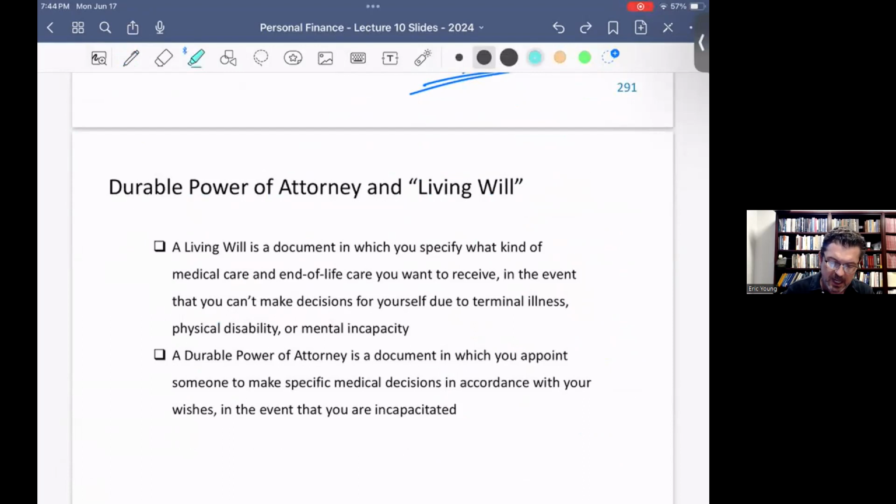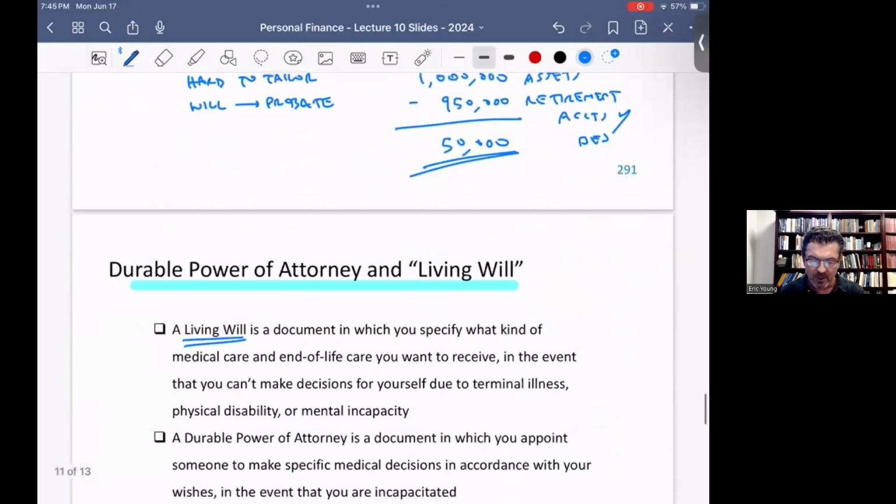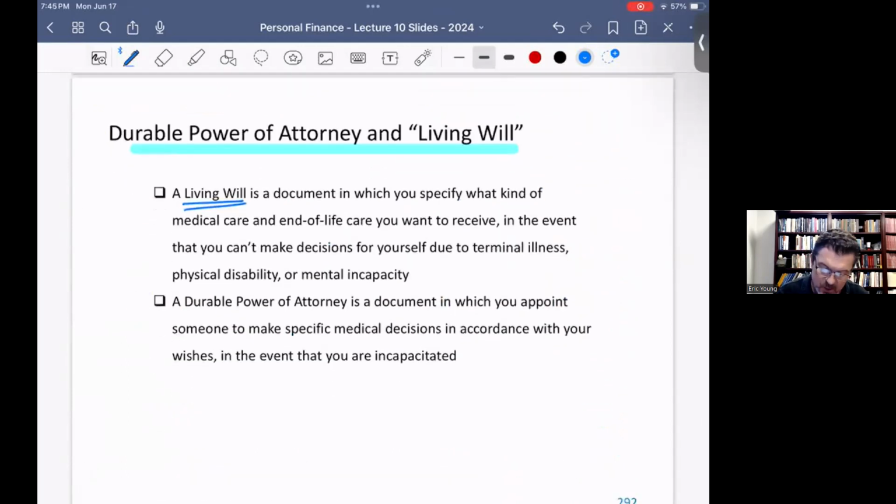Earlier, we discussed a durable power of attorney. Let's talk about that briefly. There's another document, and again, the jargon gets messy. This is called a living will. Now, it's really easy to get confused, so let's be real clear. The last will and testament is a legally binding document that you need to have. A living will is sort of an optional document. And critically, it is not legally binding.